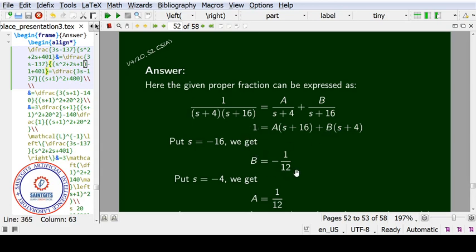Similarly, to find A, I eliminate B. For that I put s equal to minus 4. So this term will be 0. Minus 4 plus 16 is 12. So 12A is equal to 1, so A is equal to 1 by 12.